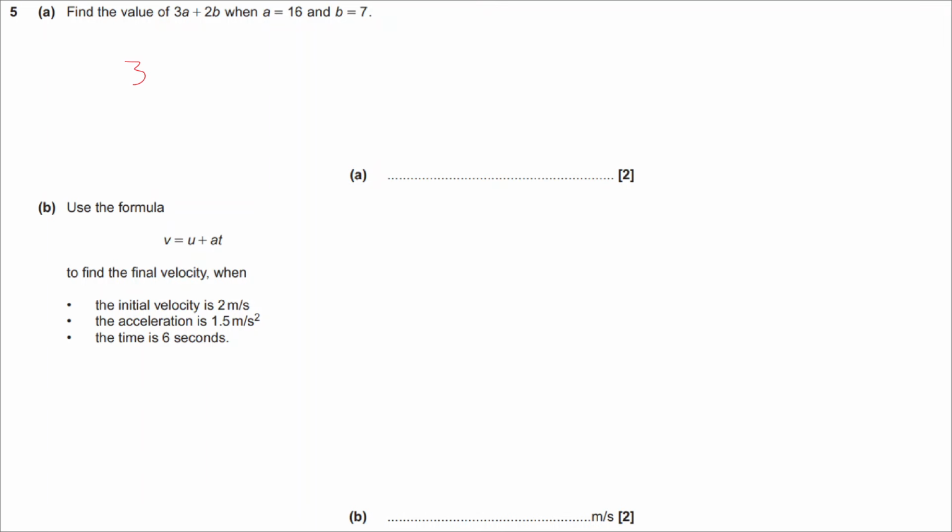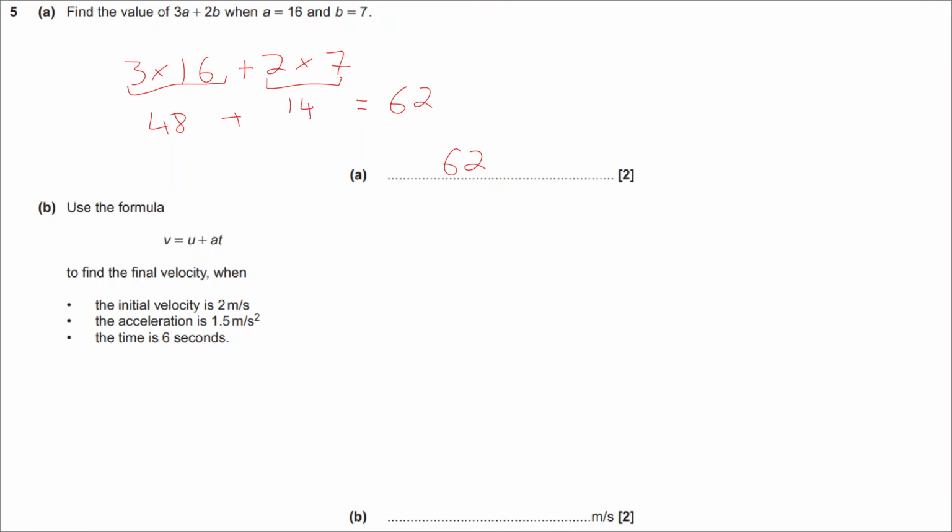We've got 3 times the a value, and the a value here is 16, so you just replace a with 16. So 3 times 16, and you are adding on to that 2 times your b value, and you can see that b is equal to 7, so 2 times 7. So 3 times 16 is going to give you 48, and then 2 times 7 gives you 14. Add them together, you're going to get 62, and that is your answer.